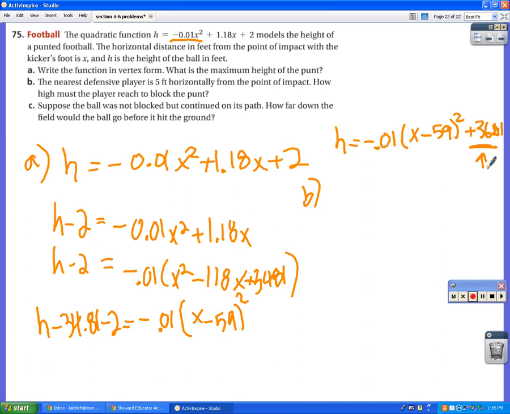Then it says the nearest defensive player is 5 feet horizontally from the point of impact. How high must the player reach to block the punt? So we need to figure out how high off the ground the punt is after it has gone 5 feet. So I'm going to plug in 5 here for the x. Somebody with the calculator, negative 0.01 times 25 plus 1.18 times 5 plus 2, and tell me what you get.